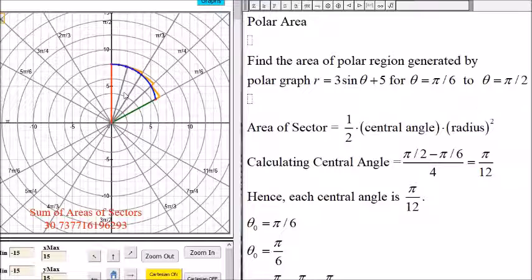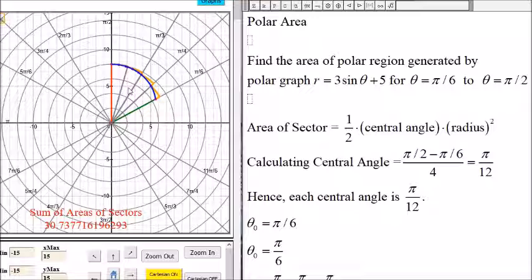To find the area of this polar region, what we do is we fill it up with sectors. Here we fill it up with 4 sectors, and each one of these wedges, in the shape of a wedge, we call a sector. So we fill the polar region up with 4 sectors. We find the area of each sector and then add them up, and that will give us an approximate area for the polar region.